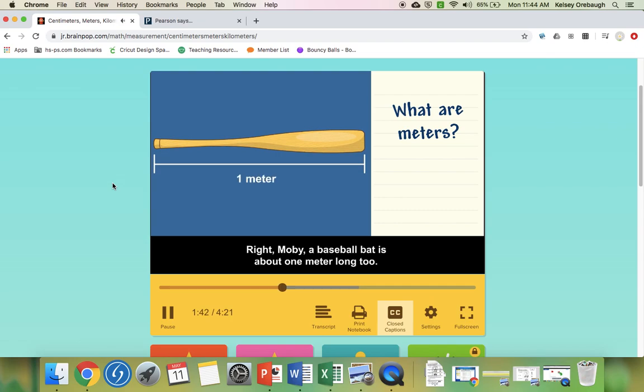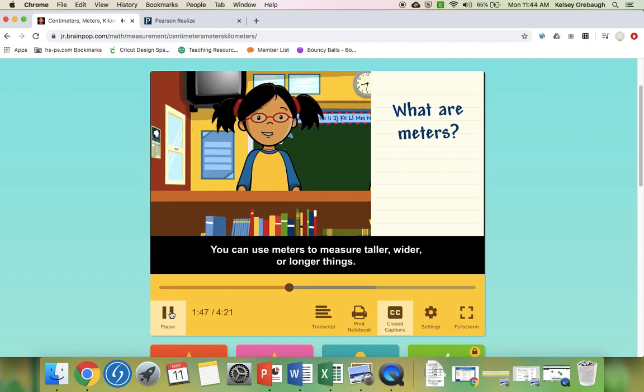Right, Moby. A baseball bat is about 1 meter long, too. What other measurement did we talk about yesterday that's also about the same length as a baseball bat? We said a yard. A baseball bat is also about a yard long, or around 3 feet. Notice that you can kind of make comparisons between the different measurements. You can use meters to measure taller, wider, or longer things.